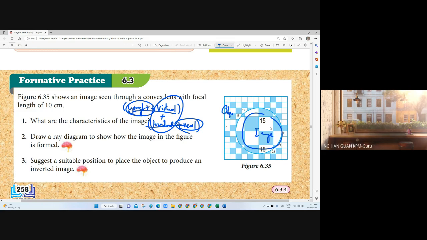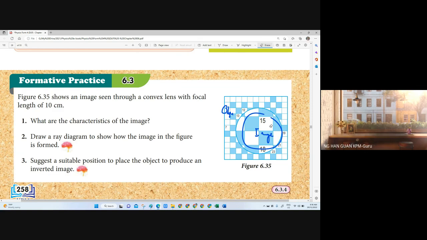Okay, so for these questions, obviously there is a magnified image, one of the characteristics, because the image is bigger. And the next one, you see that the 15:10 is also upright, so the image is upright because it's not inverted. And once it's upright, it must be virtual. All right, so that is how we know the characteristic of this image. Then, draw the diagram to show how the image in the figure is formed.